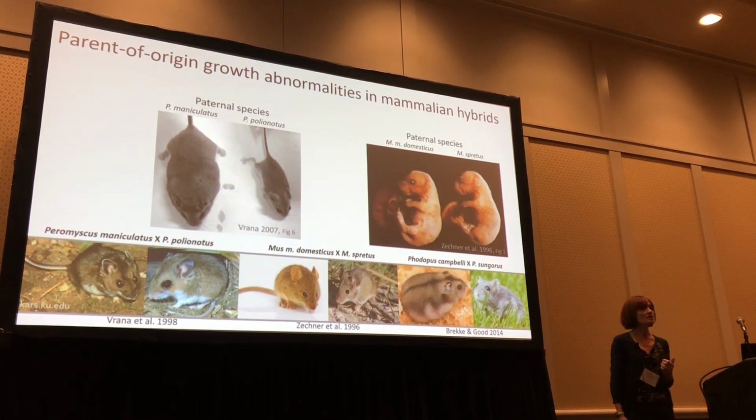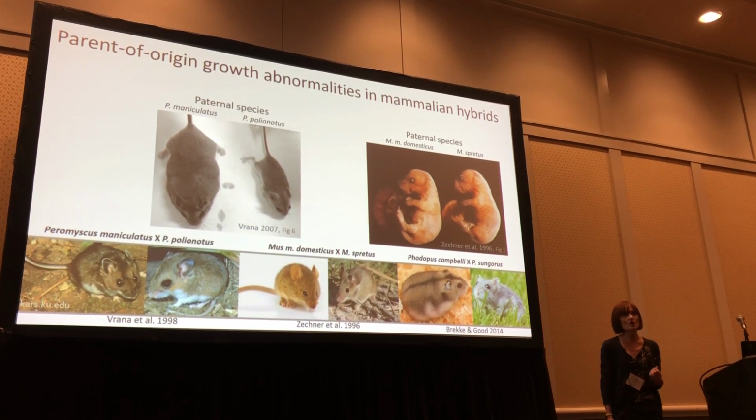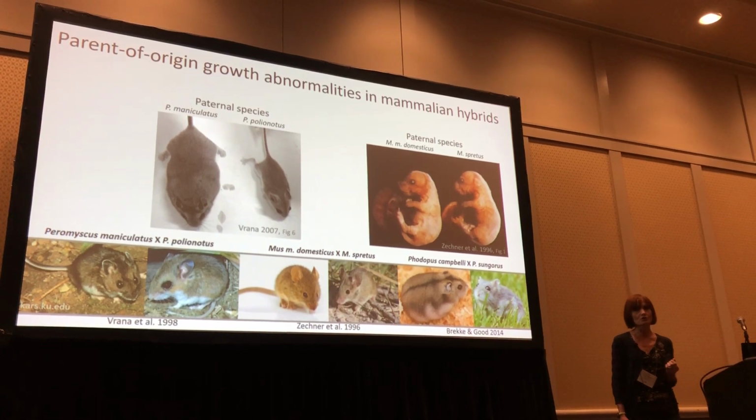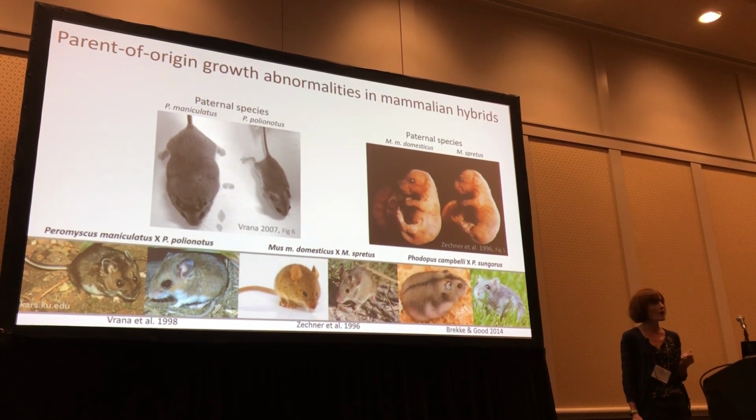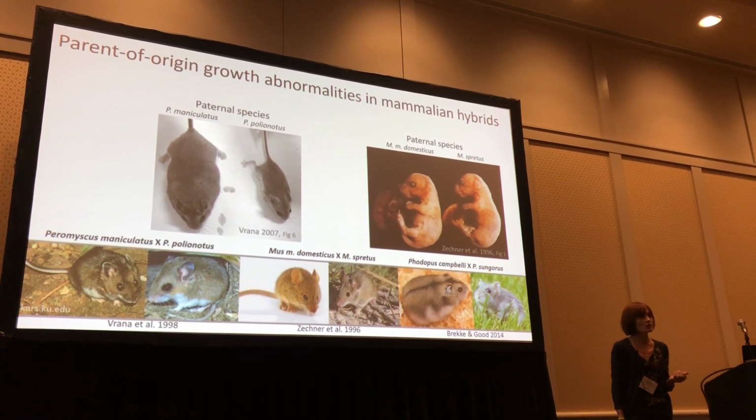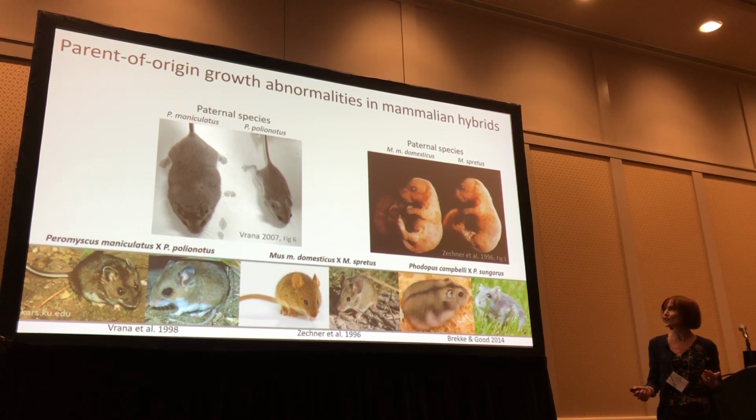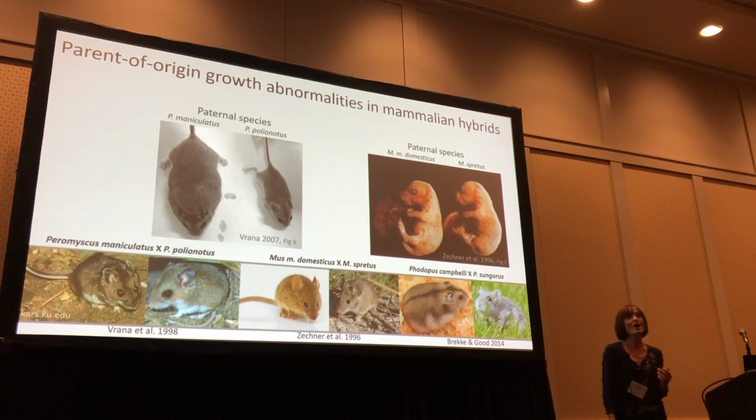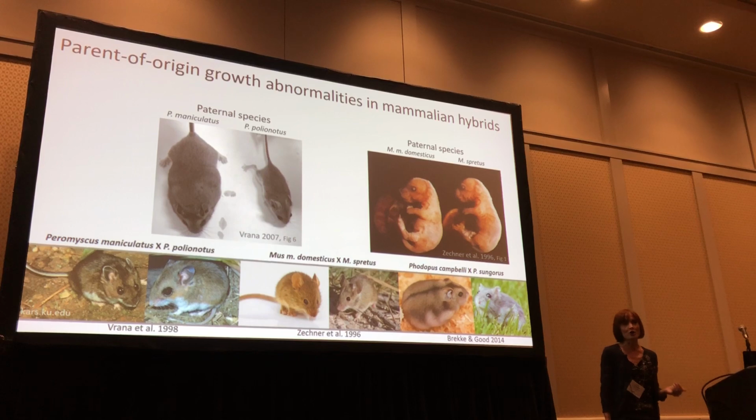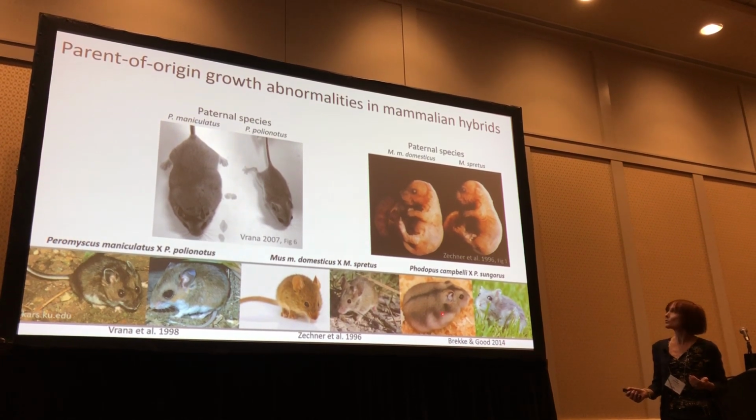So in this cross, as in a number of other crosses in mammals, there's this really unique phenotype where there's asymmetry in abnormal growth patterns across reciprocal directions of the cross, so that in one direction of the cross, the offspring are oversized, sometimes to the extent of being disturbingly so, and in the other direction, they're undersized. And the same is true in the cross that we work on.